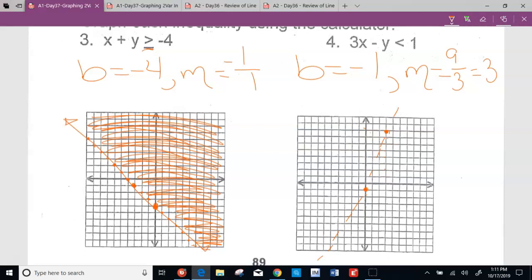Or just 3. That means from this starting point, the y-intercept, if I go up 3 over 1, I'll get another piece of that line. Up 3 over 1. And look at it, it matches all my other points. So why did I get confused?